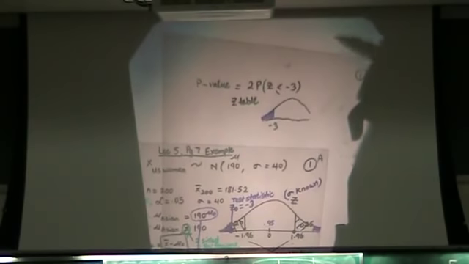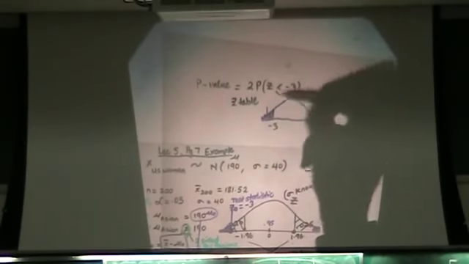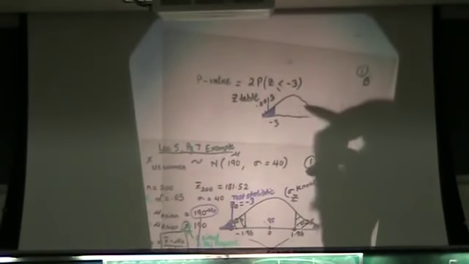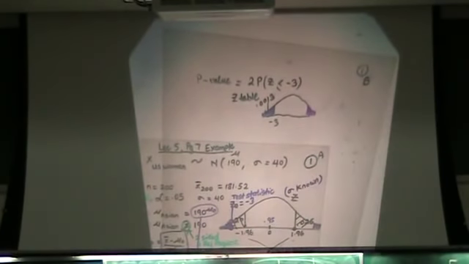0.0013, is that what you see? Okay, that sounds reasonable, right? Because it's so far out into the tail. 0.0013, but I have to multiply it by 2, right? Because I need to include the other side also, because it's a two-sided test. So 2 times 0.0013 equals 0.0026. P-value equals 0.0026. Alpha was 0.05. P less than alpha, reject H naught, just as we said.